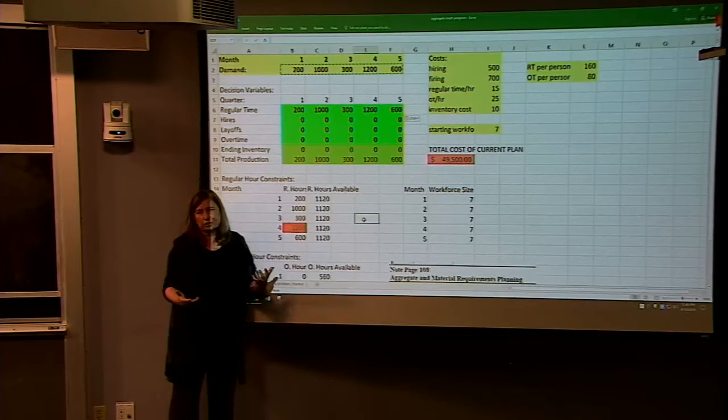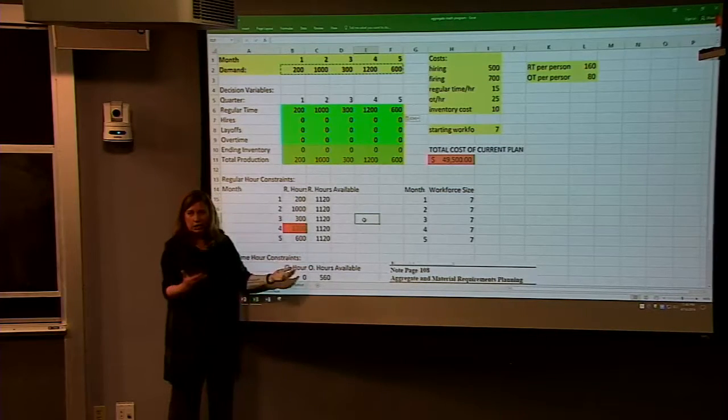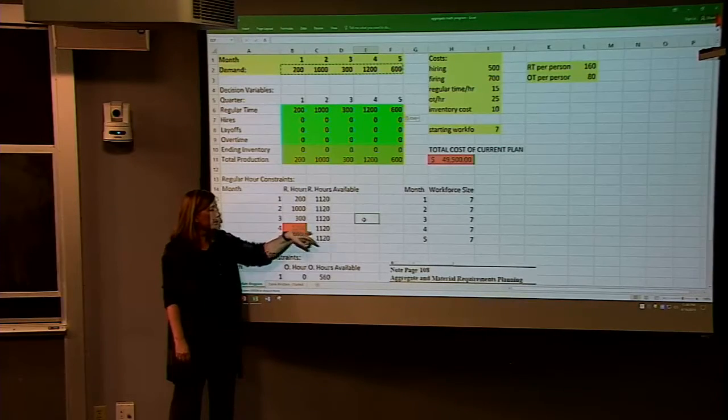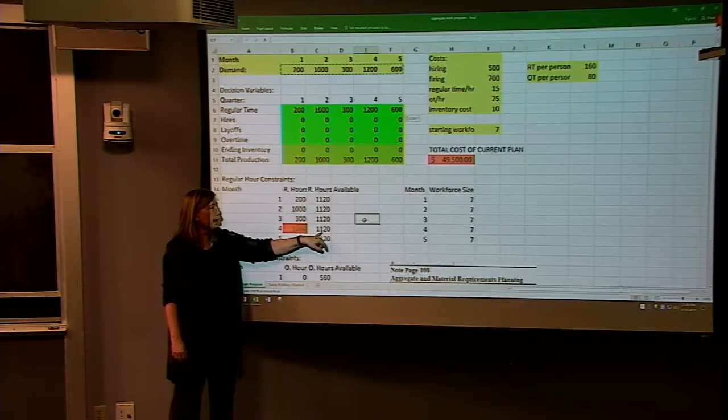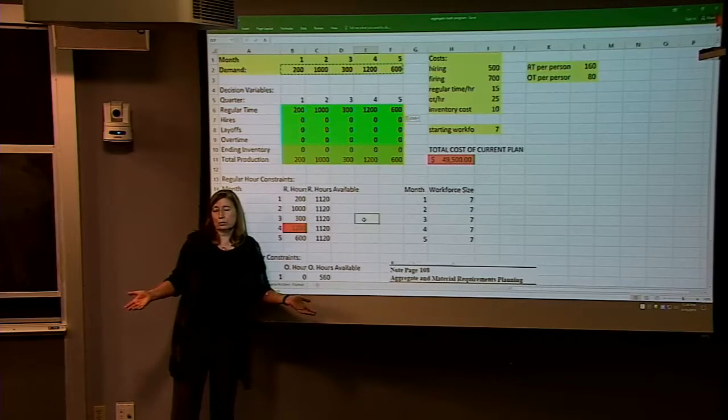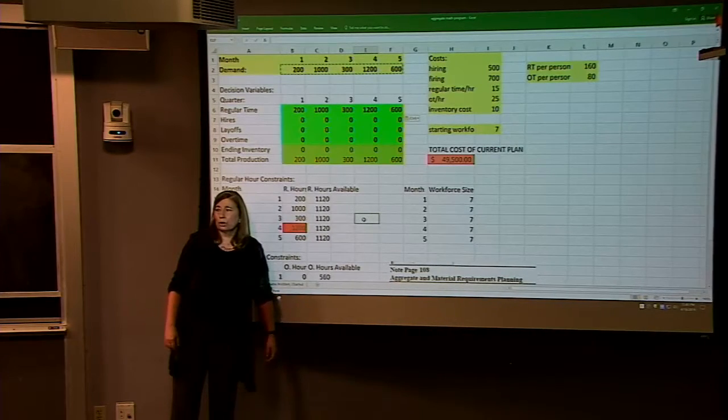And this is where a spreadsheet's very, very convenient, because it's just calculating it. Yeah, sure, if you wanted to produce 1,200 units, you'd need 1,200 hours, right? You only have, based on the 7 people that it told us about, 1,120 regular hours available in a month. So that's not going to work.